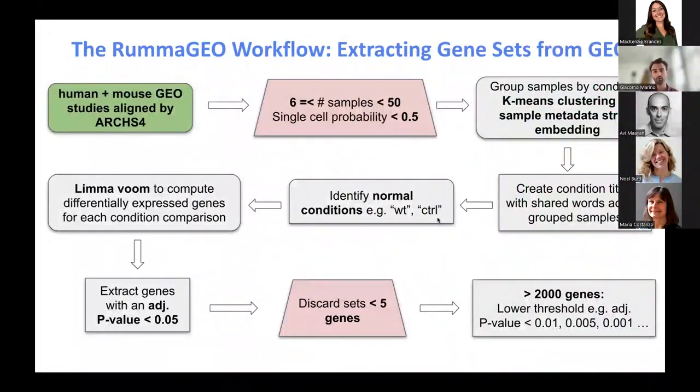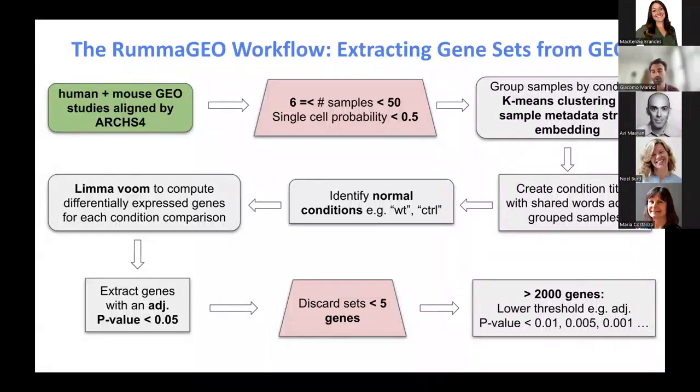So this is an overview of the workflow of RummaGEO. So we start with all of these uniformly aligned human and mouse studies. And then we have some constraints on the number of samples, as well as filtering out samples that are likely from single cell experiments. And then, like I said before, we use these sample metadata string embeddings of some of the key sample attributes, as well as k-means clustering to partition those samples into various conditions. And we can create titles that describe those conditions by looking at shared words across those grouped samples.